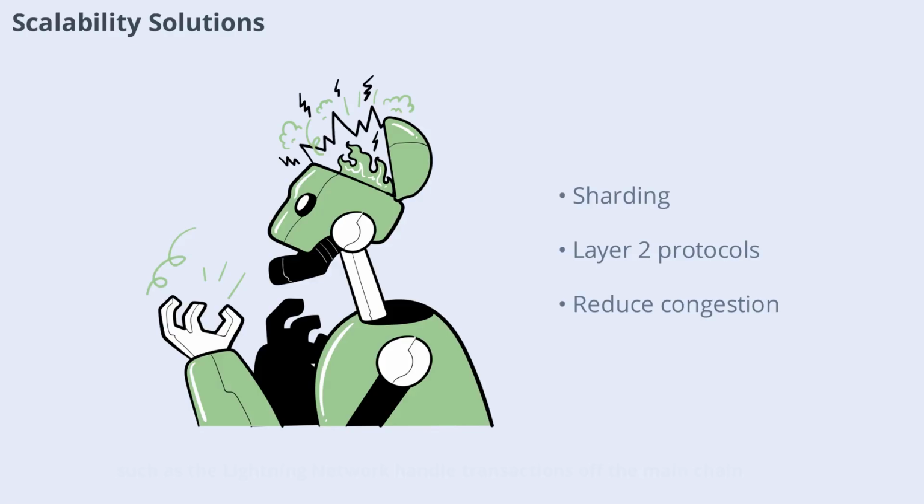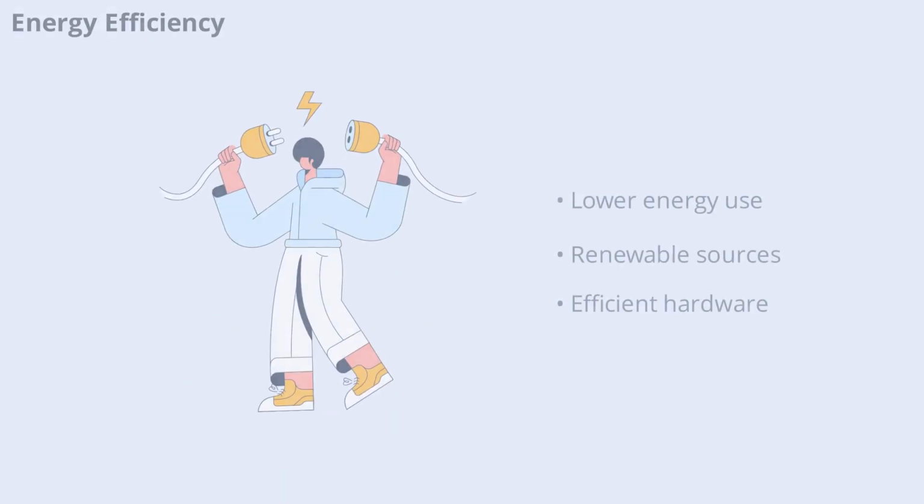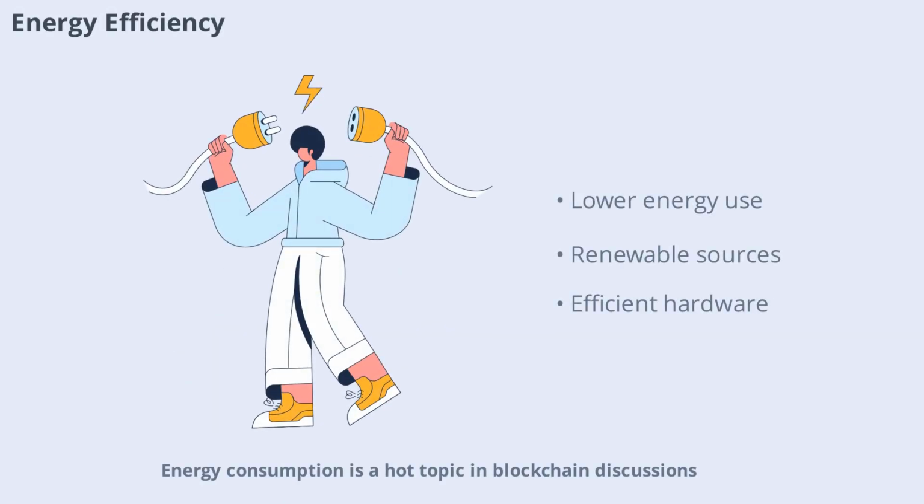Layer 2 solutions such as the Lightning Network handle transactions off the main chain, reducing congestion and costs. These innovations are helping blockchain scale for global use. Energy consumption is a hot topic in blockchain discussions. Proof of stake and other new consensus mechanisms are designed to use less energy than proof of work. Developers are also exploring renewable energy sources and more efficient hardware. As sustainability becomes a priority, the blockchain industry is evolving to reduce its environmental impact.